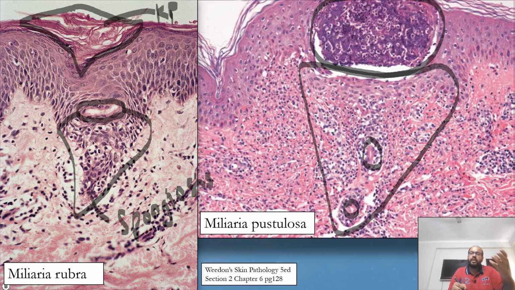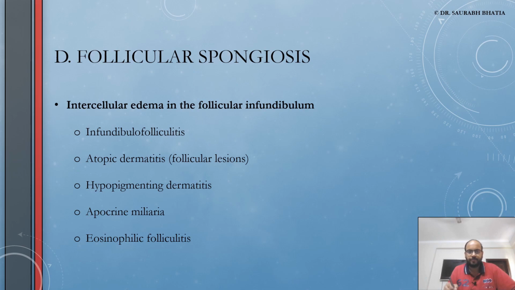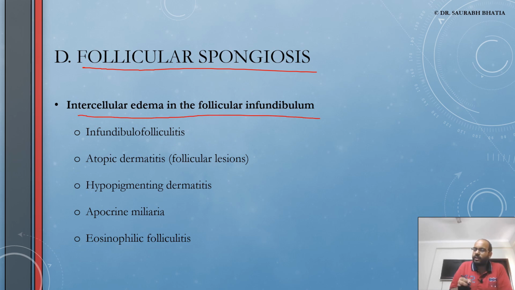This is a better representation. In fact, you can see the keratin plug here. This is a biopsy taken from miliaria rubra, and I've taken these pictures from Weedon's. You can see this is the lumen of the acrosyringium. So this is a duct which is coiling inside the epidermis. In a cross section, you will only see holes. And in this focus, you can see a little bit of empty spaces, and this is nothing but spongiosis. And this spongiosis is restricted around the sweat ducts. So miliarial spongiosis.